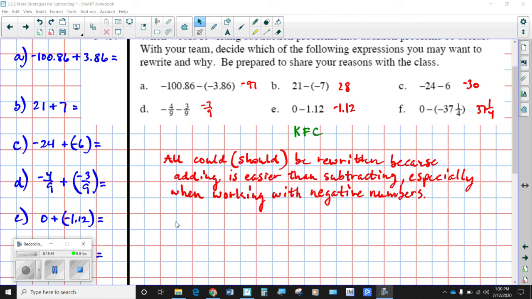Okay? All right. This, once again, these are all foundational skills. You'll be doing this throughout all of 7th grade, throughout all of 8th grade, and all of high school and college. These are the types of problems you'll need to know how to solve, and this is a great strategy, KFC, for helping you when you're dealing with subtraction, with negative numbers especially.